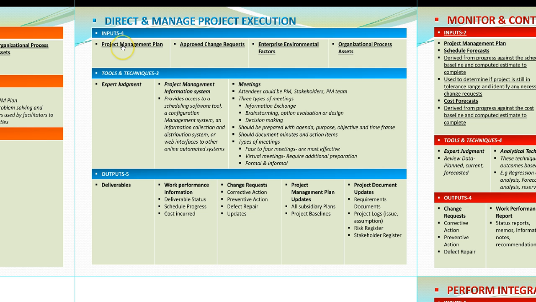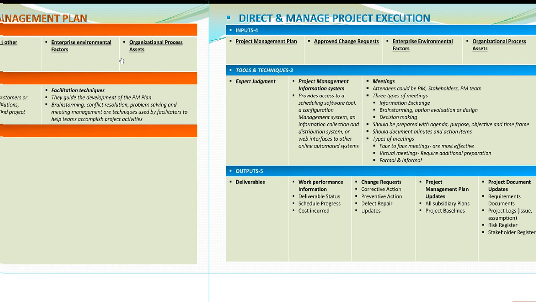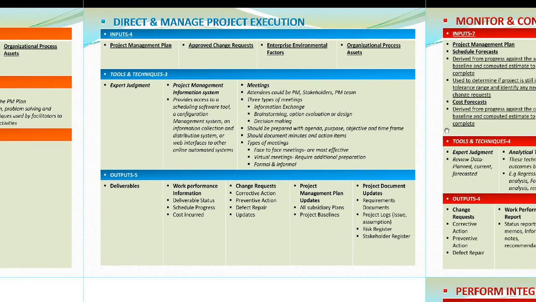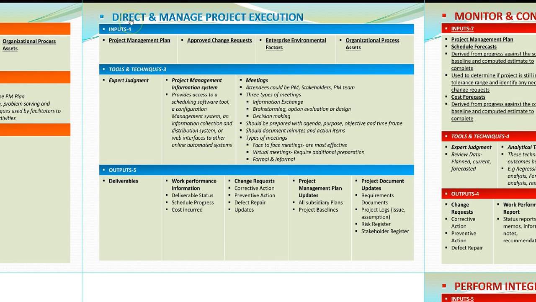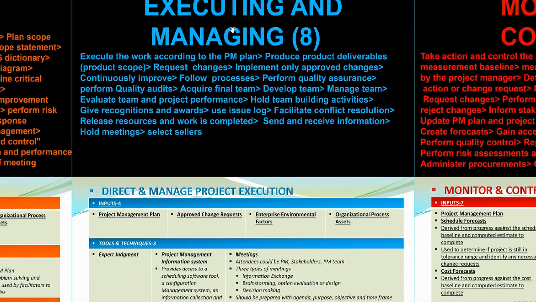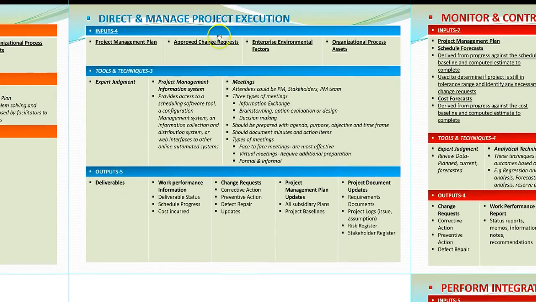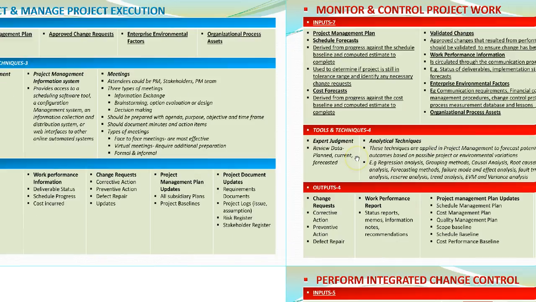Obviously, we are going to need the project management plan. And where do we get the project management plan from? We got it from the previous process, which is right here. Okay. So direct and manage project execution falls into the blue color, and the blue color is for executing and managing projects. Okay, now let's go to the next process.